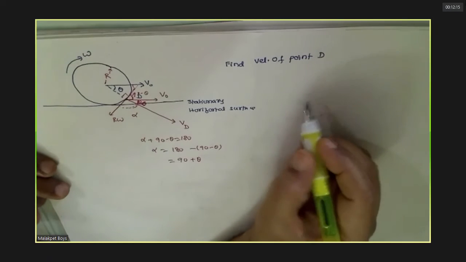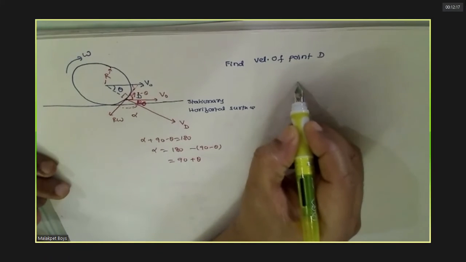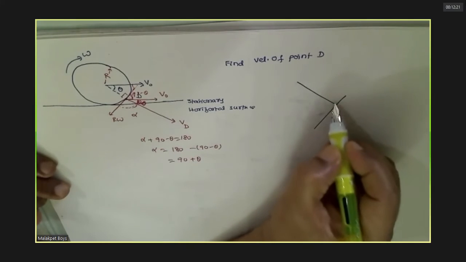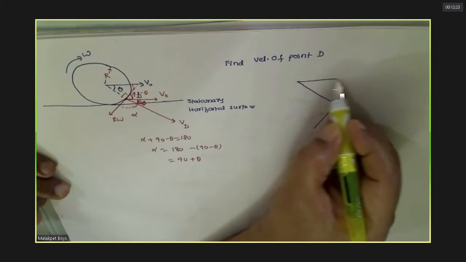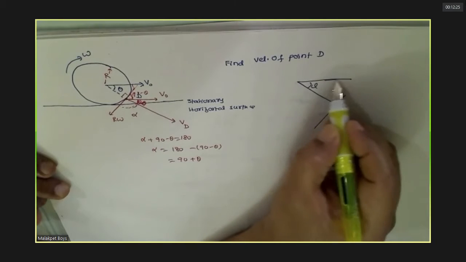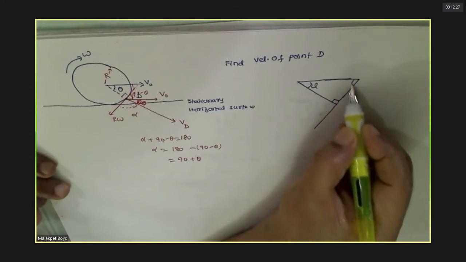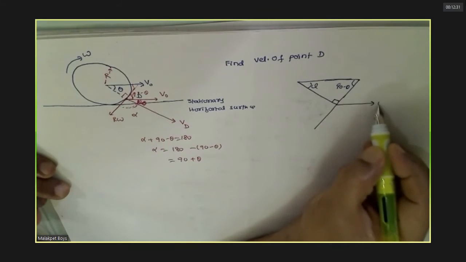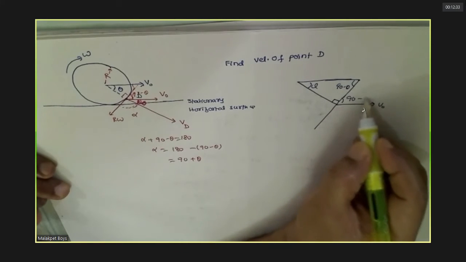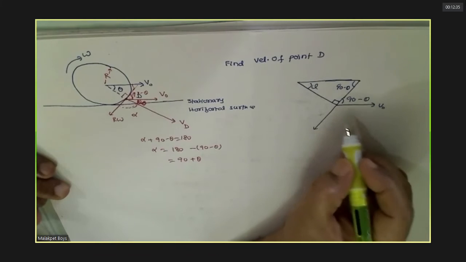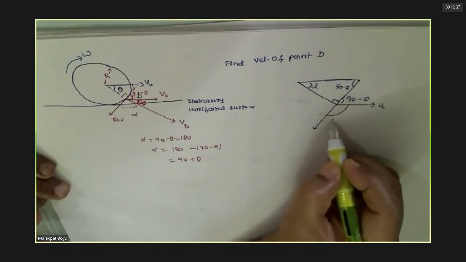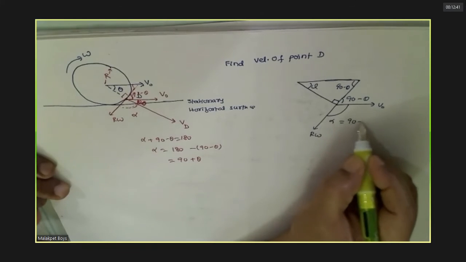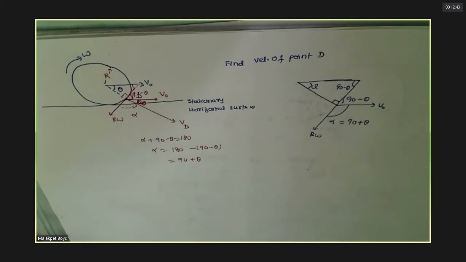Follow this once again. I am showing this is one line. This is the tangent. This is 90. This is the horizontal. This is theta. So this will complete a triangle. This is 90 minus theta. This is V naught. This is 90 minus theta. So this angle, this is R omega, will be how much? 90 plus theta.